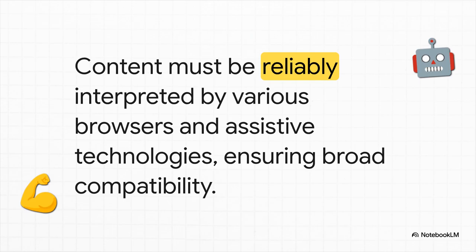And finally, number four, robust. This means your code has to be clean and well-structured enough that it can be reliably understood by all sorts of different browsers, and, this is the big one, assistive technologies like screen readers. Basically, you're building something that won't fall apart when it meets the tools people rely on every single day.